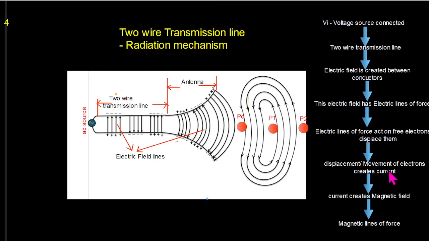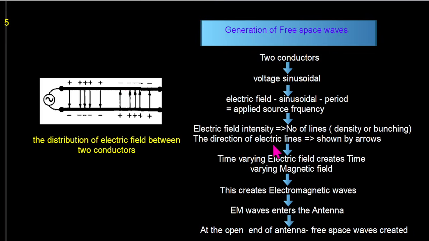When the current is generated, it automatically creates a magnetic field. Because of this magnetic field, we will have the magnetic lines of force. So there will be two fields: one is the electric field, the other is the magnetic field. Both are time varying, right? Because of that time varying electric field and magnetic field, you will get electromagnetic waves generated, and these electromagnetic waves enter into the antenna section.